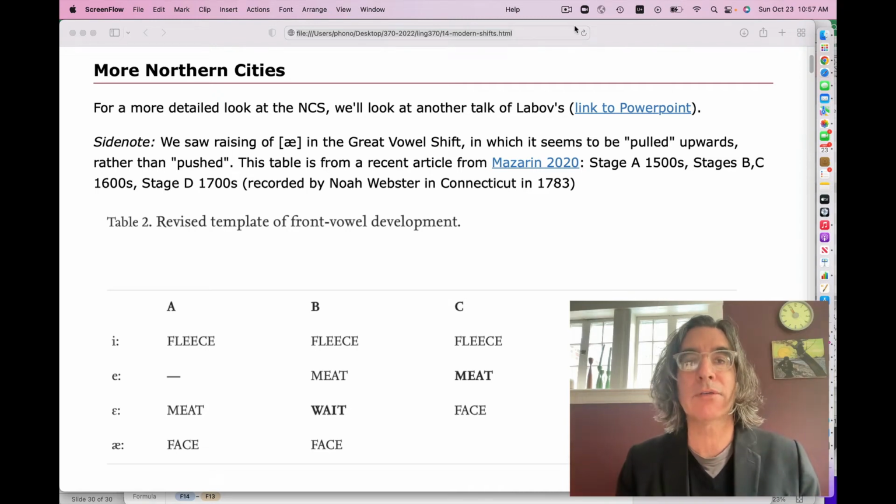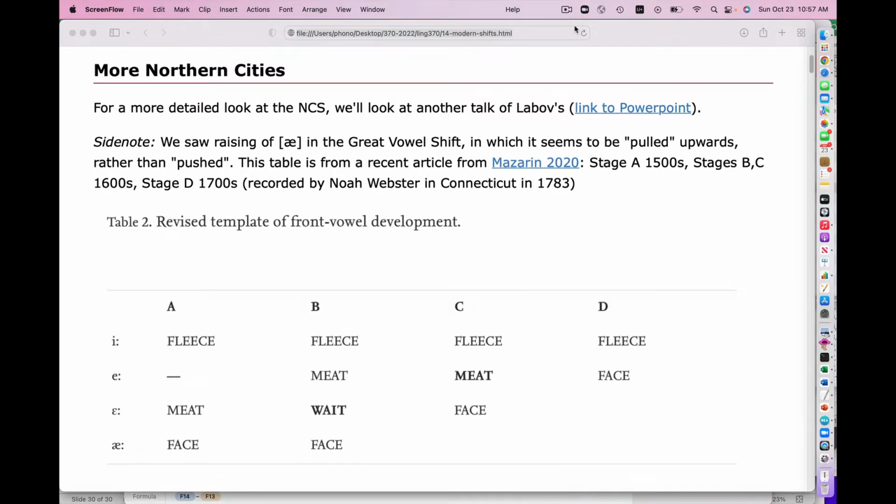Before we go on to talk some more about modern shifts, including, yes, even more details about the Northern City shift, I want to go back to the Great Vowel shift for a moment and talk about raising in the Great Vowel shift. So you recall that in the Great Vowel shift, E went to A, and then the previous A vowel moved up to E. That's the thing that we focus most on, probably.